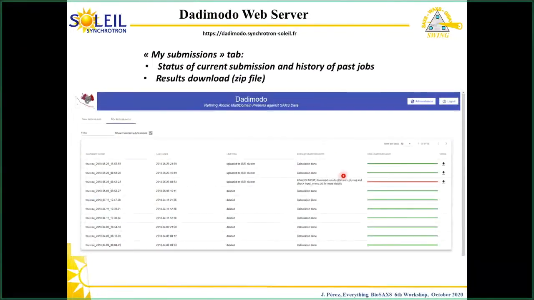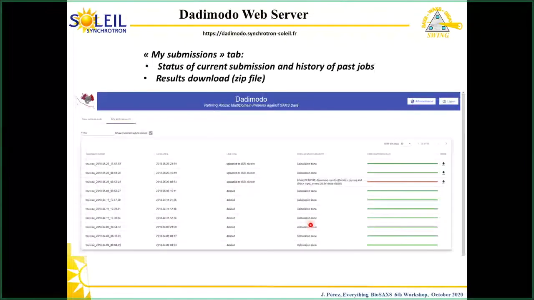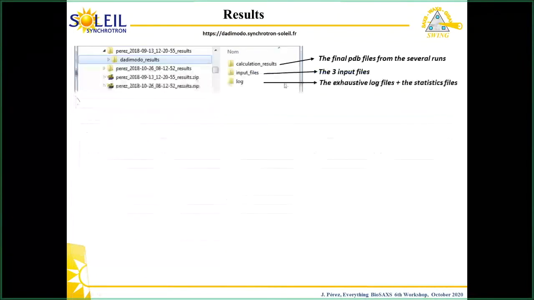So the website also provides some output concerning the history of your submissions, and also tells you if the calculation is finished. And once the calculation is finished, you receive a zip file through an email. And this zip file contains the final PDB files from several runs that are submitted in parallel. When you make one submission, actually 5 calculations are done in parallel, and I will show you why in a few slides.